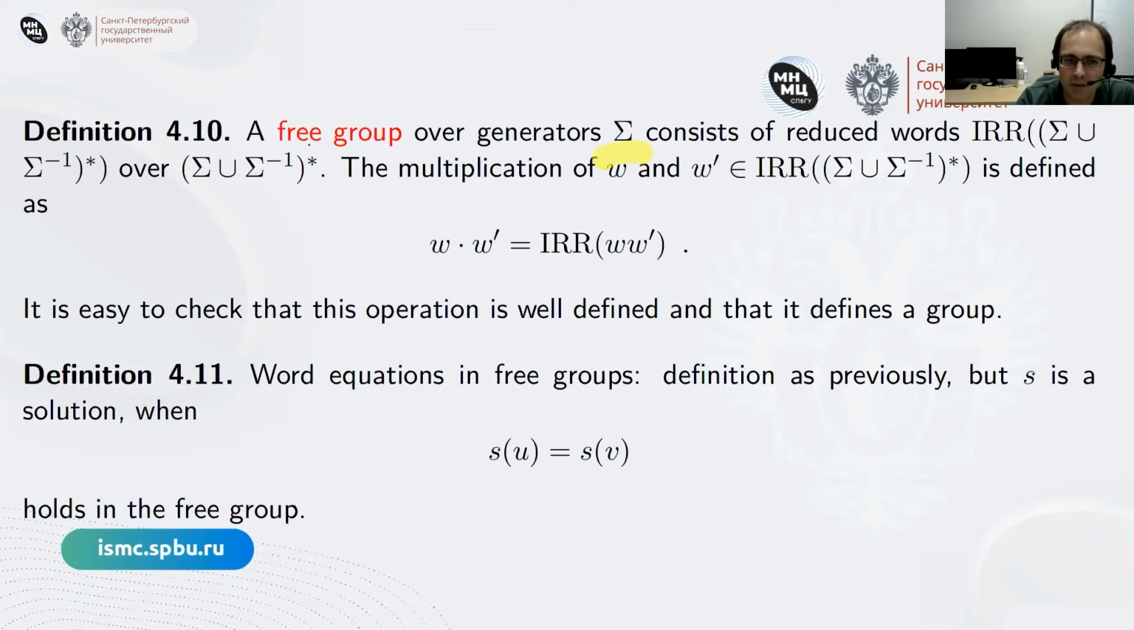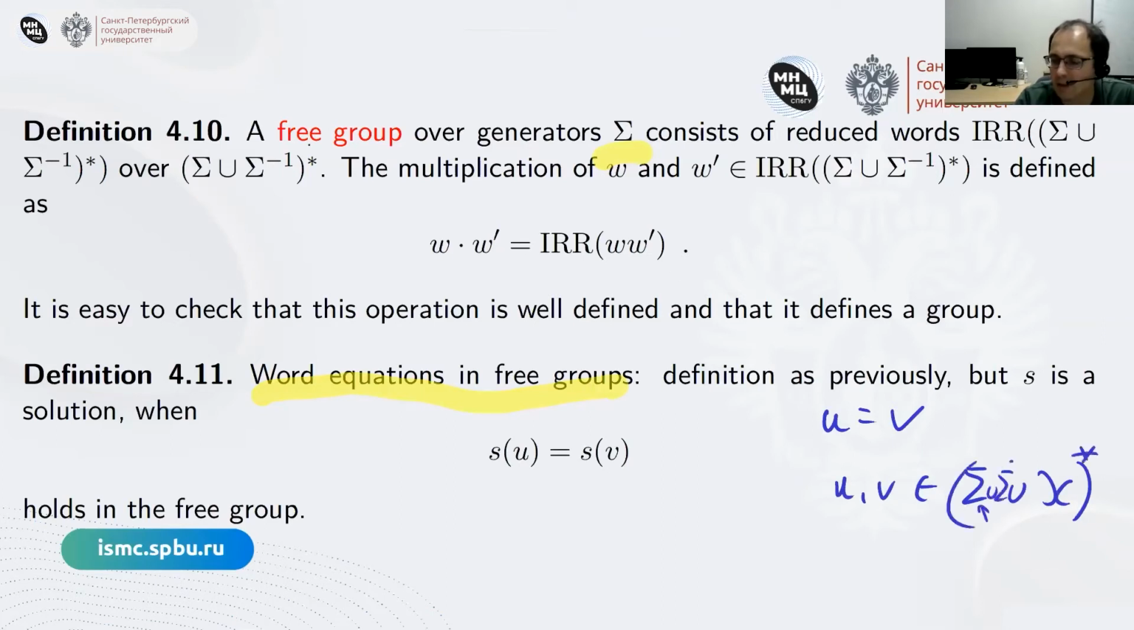And the word equations in free groups are defined in the same way. So we write some equation u = v where both u and v are words over the alphabet, letters of the generators or the inverses of the generators, and variables x. And then the only difference is that when we talk about the solution, this solution means that the equality holds in the group.